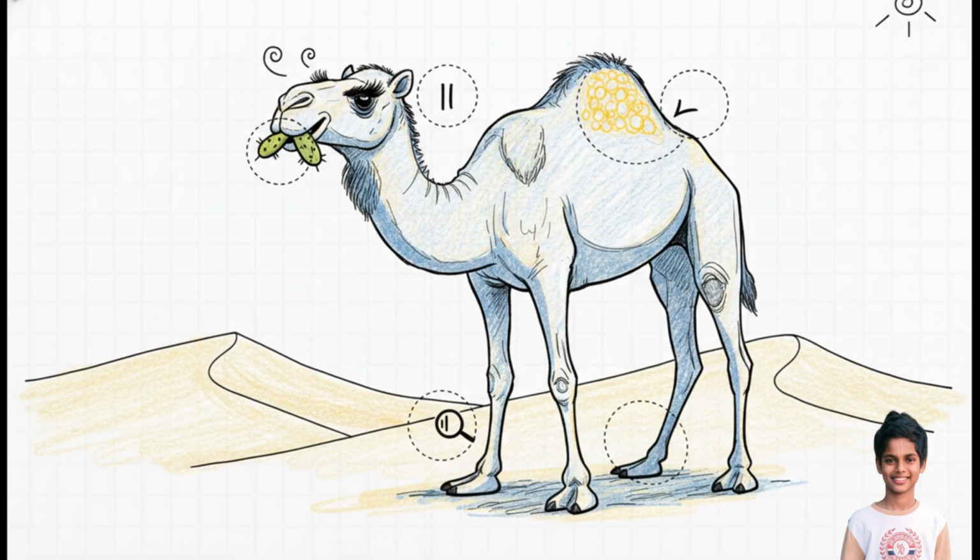Oh, and a quick note on desert reptiles and birds. They excrete their metabolic waste as solid white uric acid to waste almost zero water.